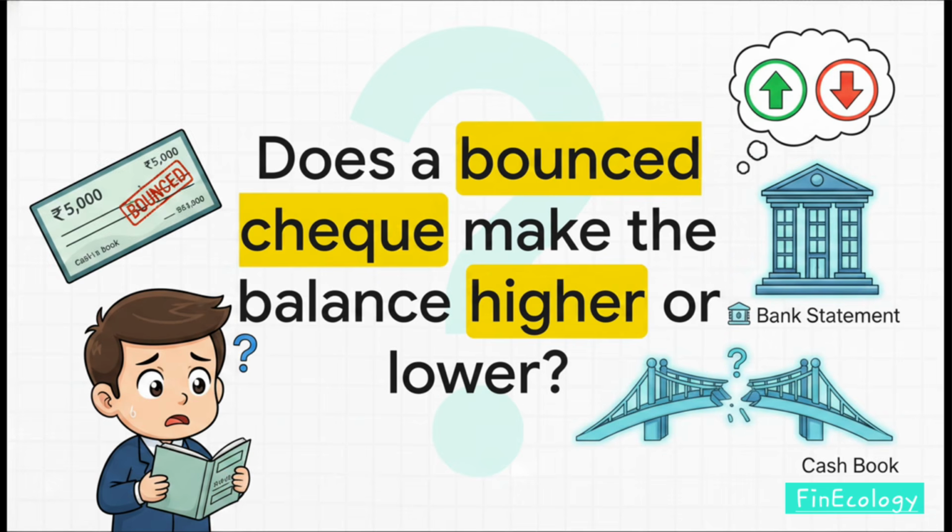Think about our logic filter for a second. Does this bounced check make Raju's actual bank balance higher or lower than he assumed? How would you adjust your reconciliation bridge to solve this new mystery? Ponder that as you review your own books.